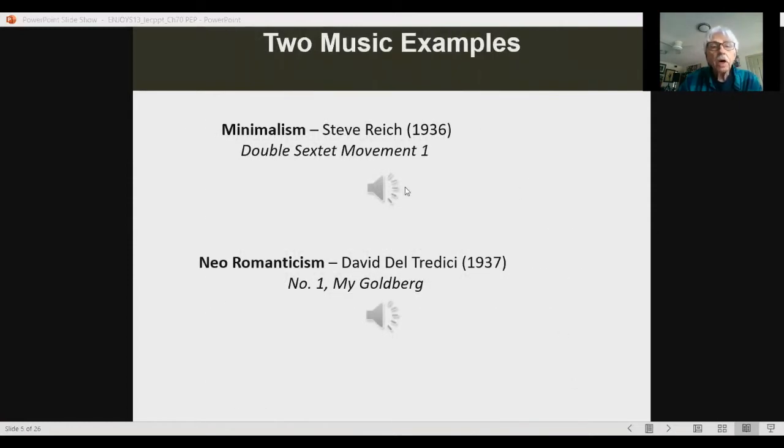Here is an example of minimalism and an example of neo-romanticism. And we're going to study Steve Reich in a later chapter. But for now, just a few seconds of an example of minimalism. This is a piece by Steve Reich called Double Sextet. This is the movement number 1.